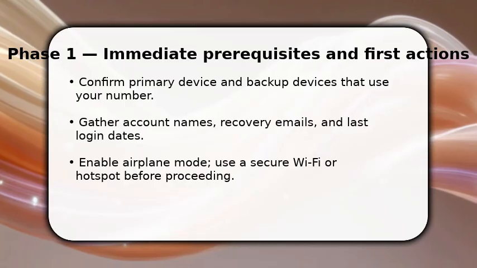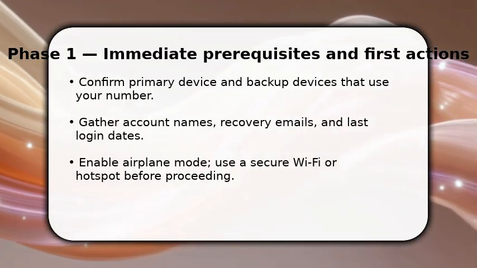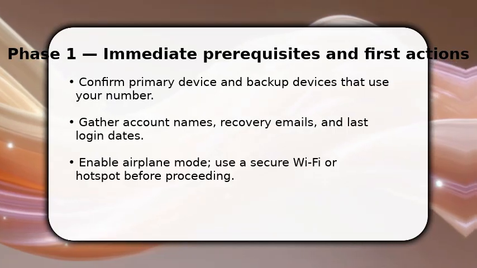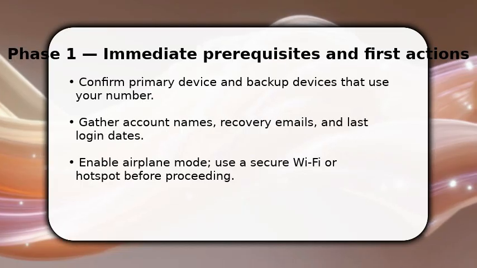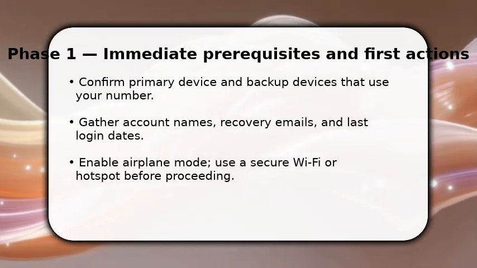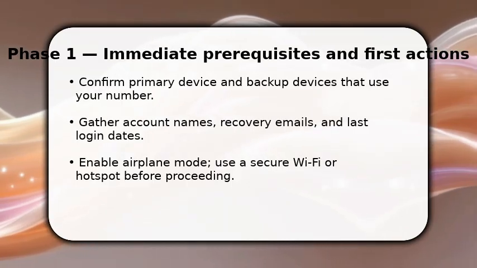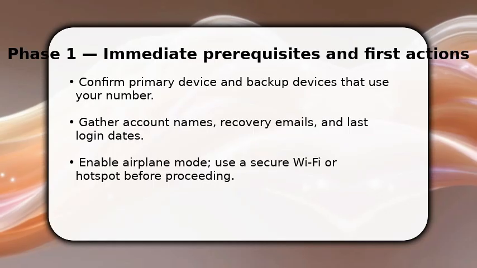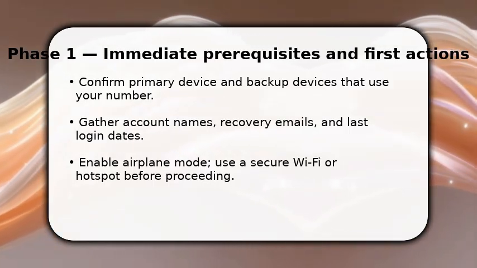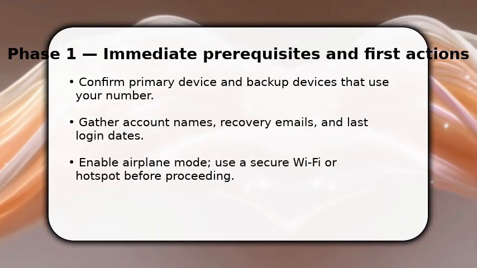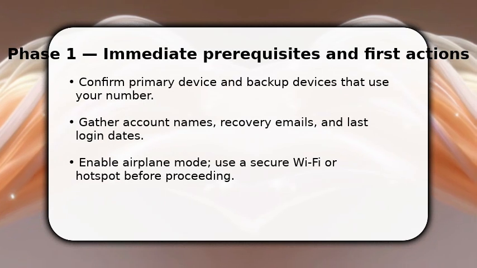You start by confirming which device and accounts use this phone number, because that narrows attack surfaces. Next, collect recovery emails, usernames, and recent login times. These items let you spot unauthorized changes. While doing this, switch your phone to airplane mode and use a secure Wi-Fi or hotspot so network interception is minimized. Once done, make sure you have password access to at least one linked account. If not, you'll pivot to carrier and account recovery steps next.